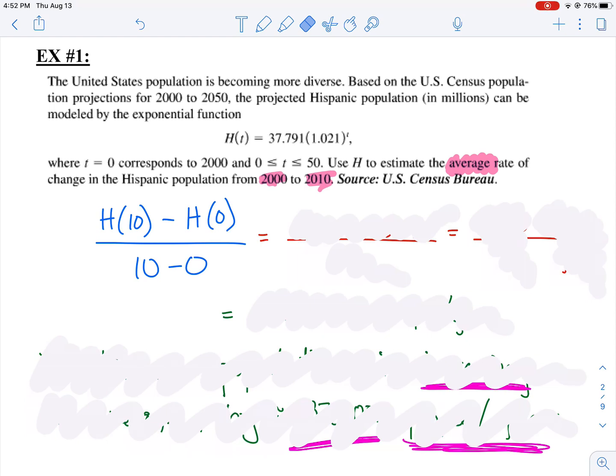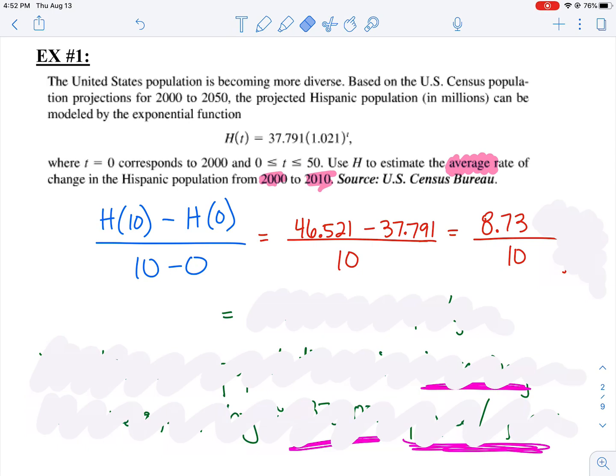Plugging in 10 to my function using my calculator, so you might want to pause your video, make sure you know how to enter this into your calculator correctly and get the same answers I do. But when I punched in a 10, I got 46.521 something. I just rounded it so I could write it down. And when I plugged in a 0, I got 37.791. I'm going to go ahead and subtract the numerator. I get 8.73 and divide by 10.